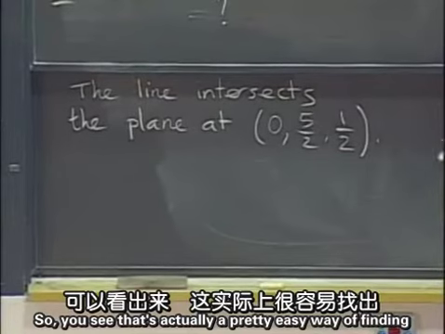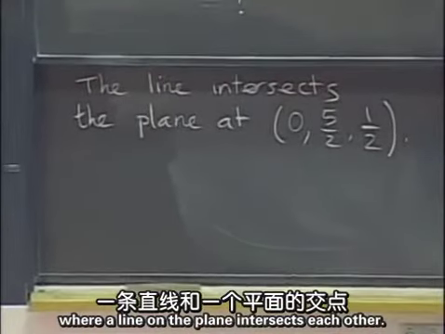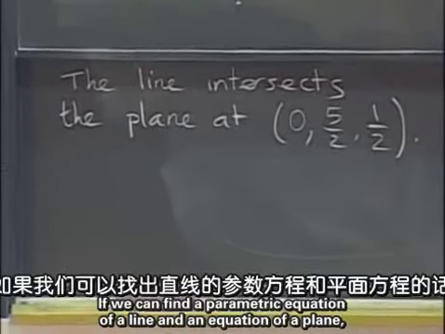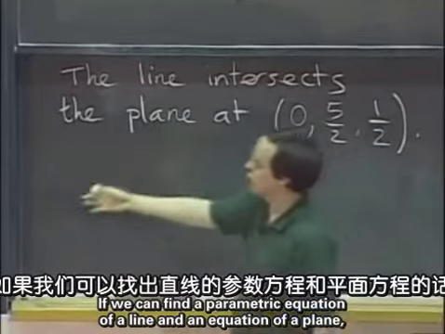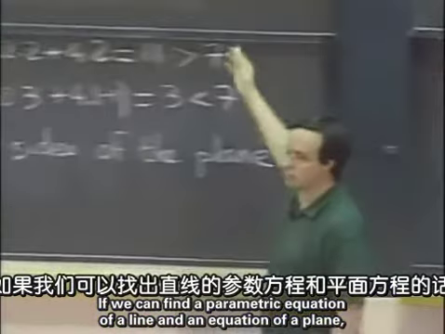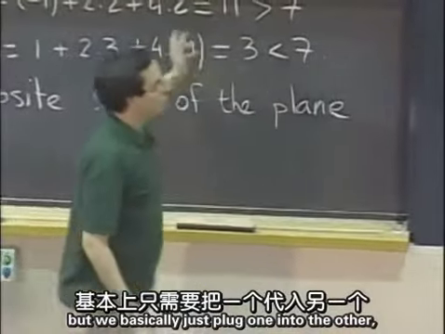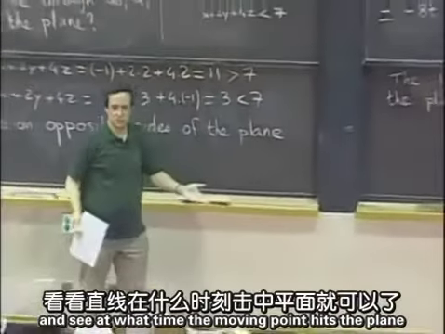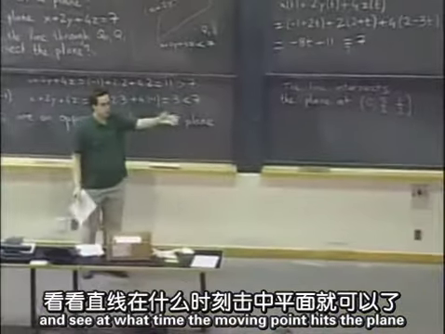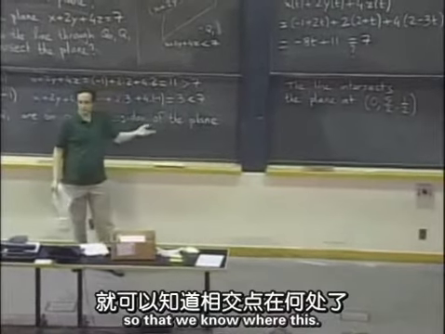So you see that's actually a pretty easy way of finding where a line and a plane intersect each other. If we can find a parametric equation of the line and an equation of the plane, then we basically just plug one into the other and see at what time the moving point hits the plane. And then we know where it is.